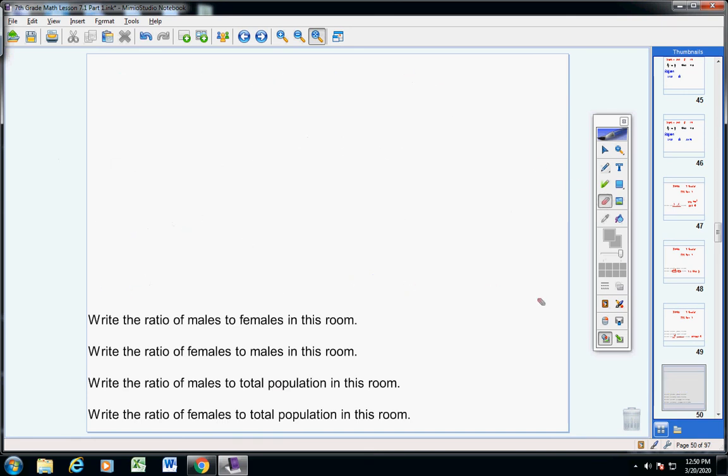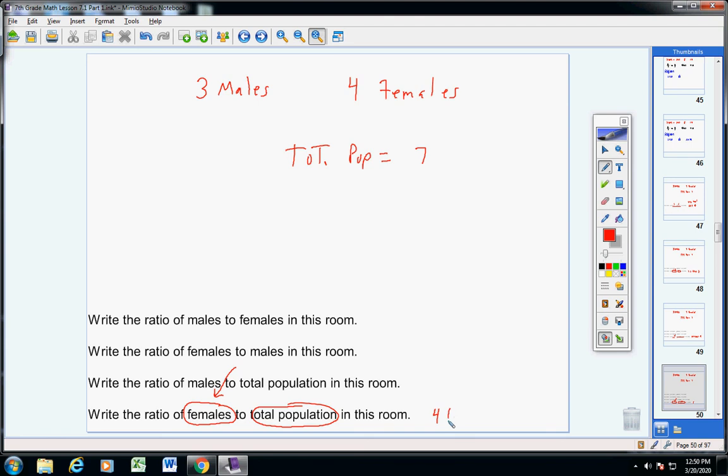Okay? So you can work ahead or watch me, that's up to you. Write the ratio of females to total population. So females came first, that would be 4, and then total population is 7. So you could write your answer like that, or like that, or like that. Okay? Hope that makes sense.